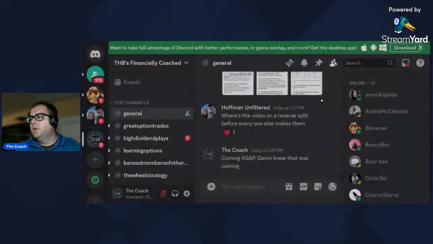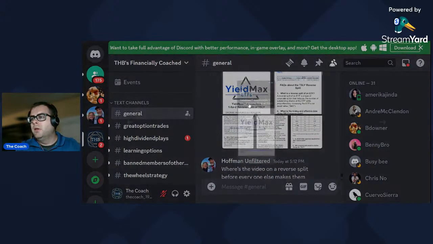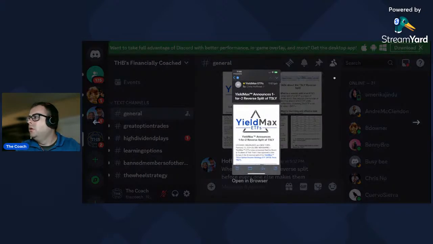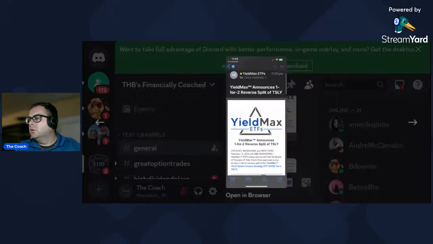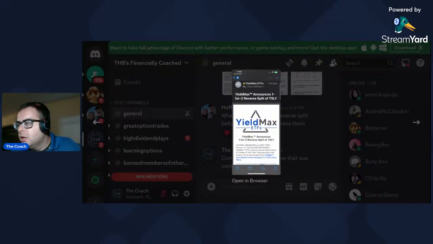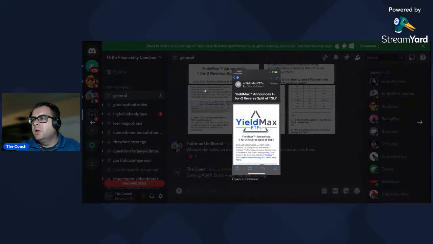Okay, so here's what we have. Kudos to the person that identified this. Okay, so here's our first one. YieldMax announces a 1-for-2 reverse split of TSLY. So that means basically a 2-for-1. So the share price is going to double, but you're going to have like half of your shares. So that's the first screen.